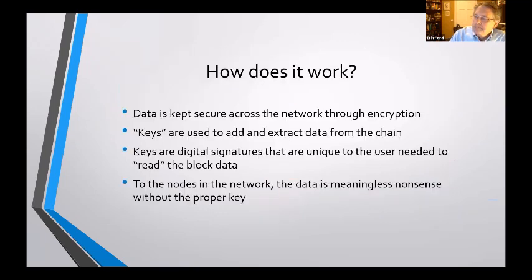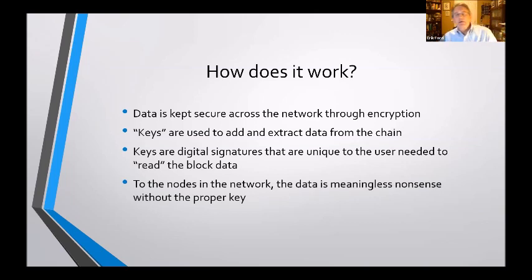How does it work? The data is kept secure across the network through encryption, which is where cryptocurrency gets its crypto, from the use of the phrase encryption. Keys are used to add and extract data from the chain. What are keys? Keys are digital signatures that are unique to the user, that it needs to read the block of data.